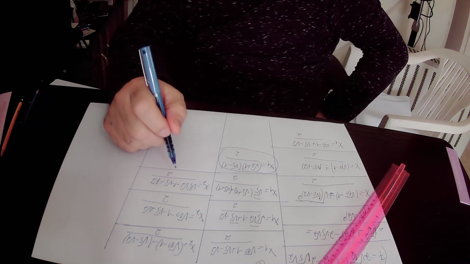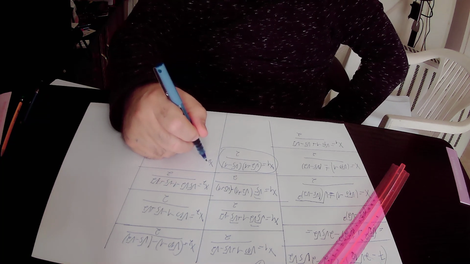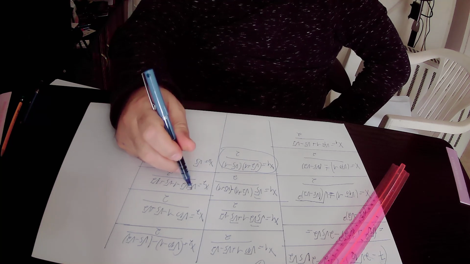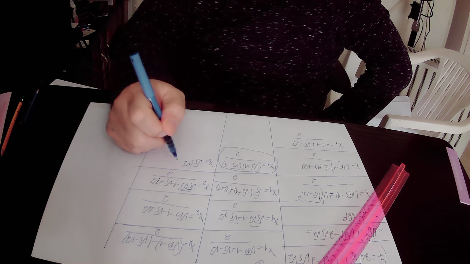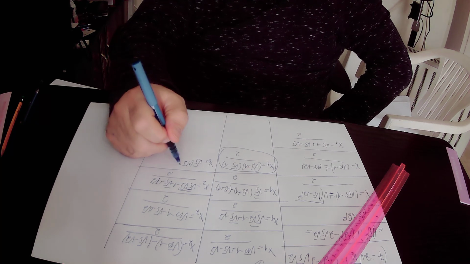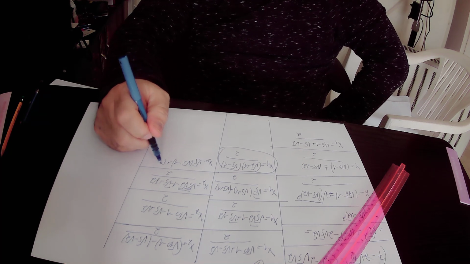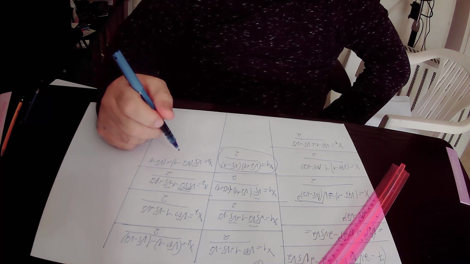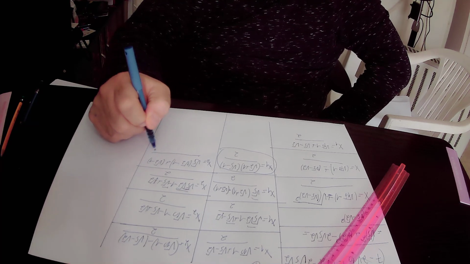Here we take the square root of 5 as a common factor, and we get that the square root of 5 is taken as a common factor. Inside the brackets we'll have the square root of 2 minus 1 plus the square root of 2 minus 1, all divided by 2.